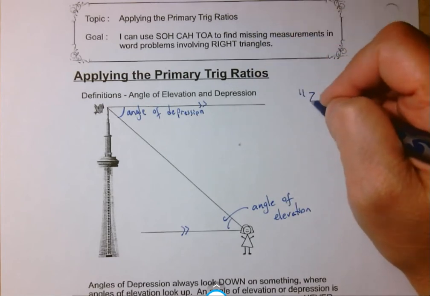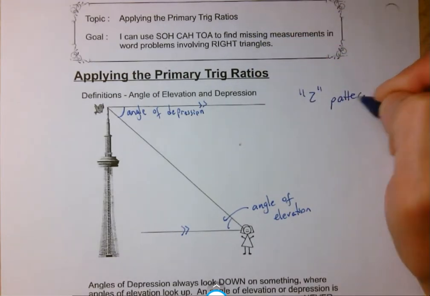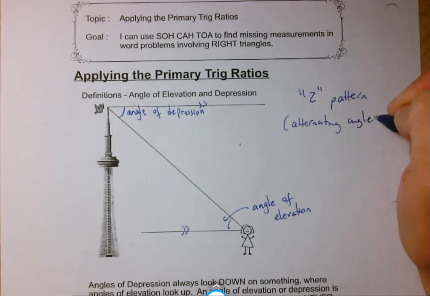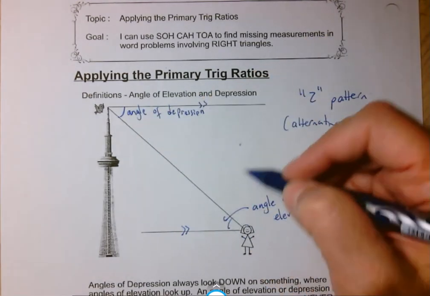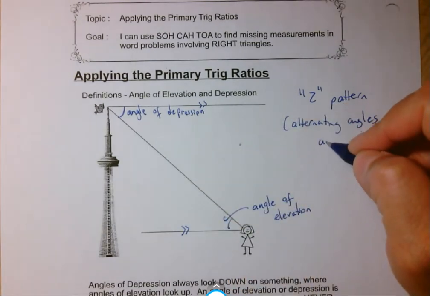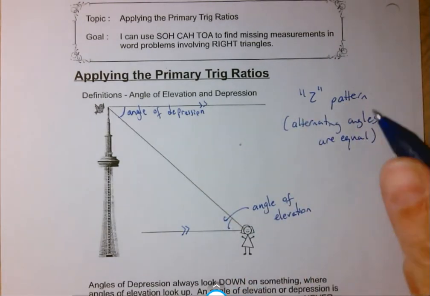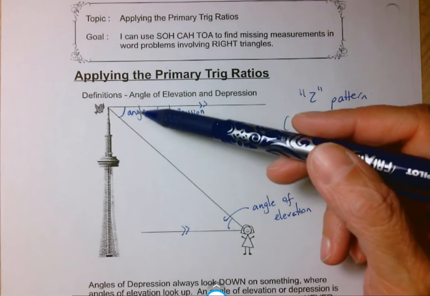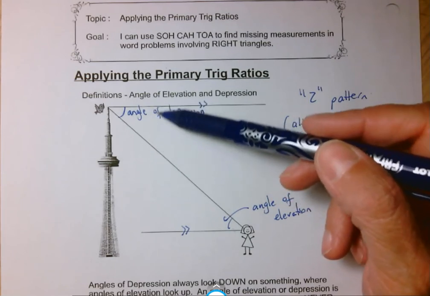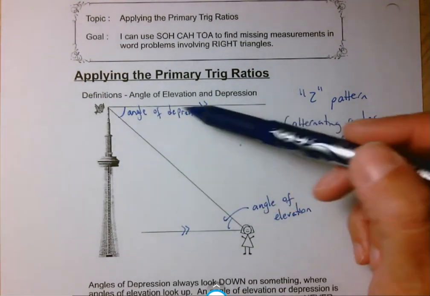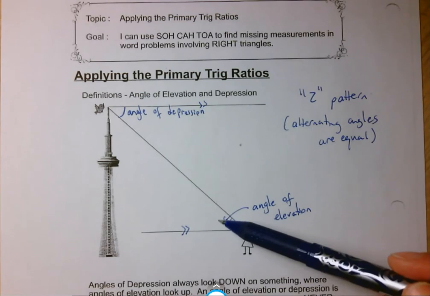So you may recall something called the Z pattern. The math word for it is alternating angles. Alternating angles are the ones inside the Z. So in a Z pattern where you have these two lines parallel, alternating angles are equal. So notice if they said that the bird is looking down with an angle of depression of 30 degrees, then this is 30 degrees. And since this is drawn outside the triangle, it's actually, using the Z pattern, the same as this one in here. So you could put 30 degrees here.